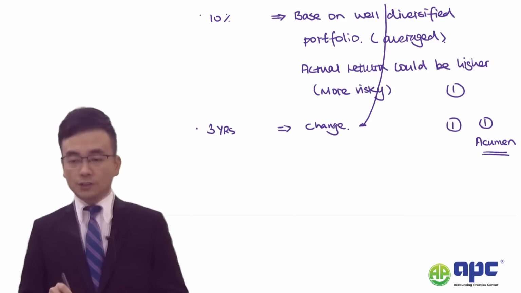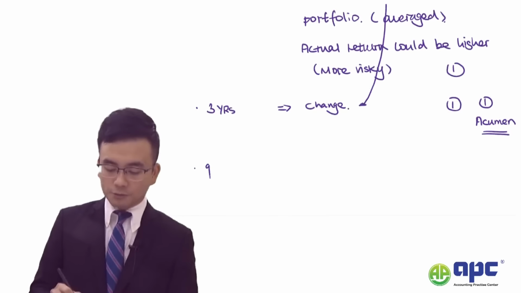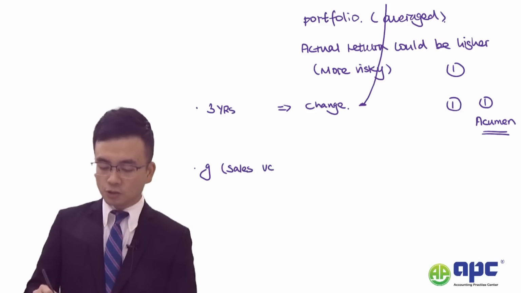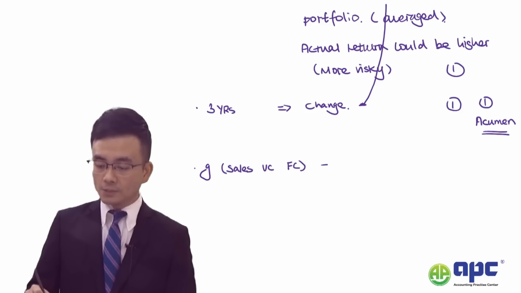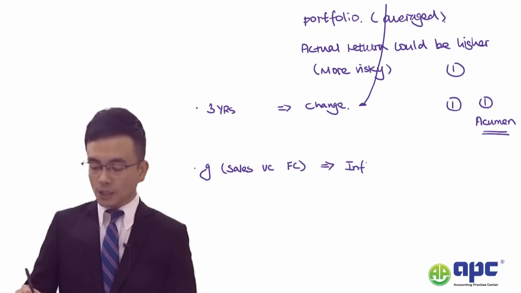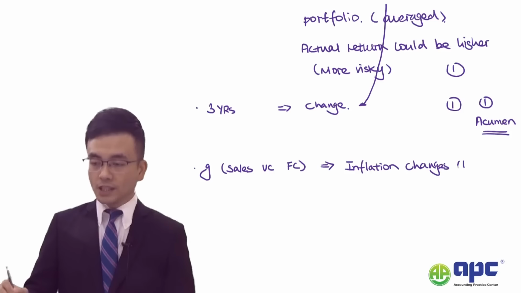Now, not just for that, but you can also talk about the growth rate for your sales revenue, variable costs, and even fixed costs. These may not be accurate because all of them are estimates. So for example, will there not still be inflation changes in the market? You can get 1 technical mark here.